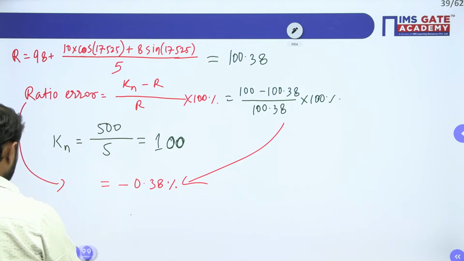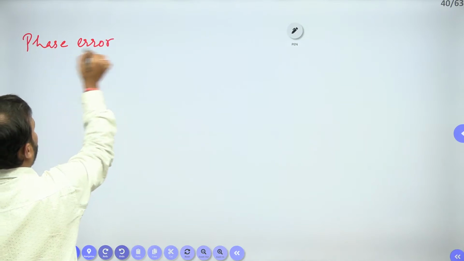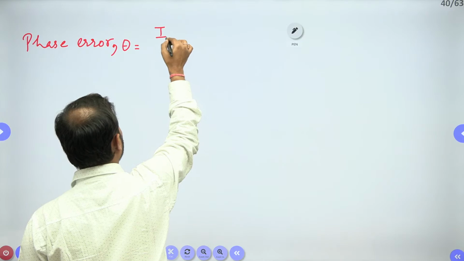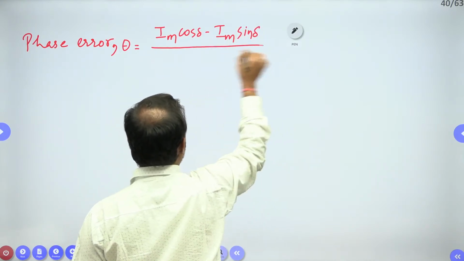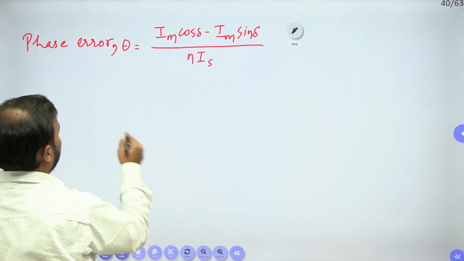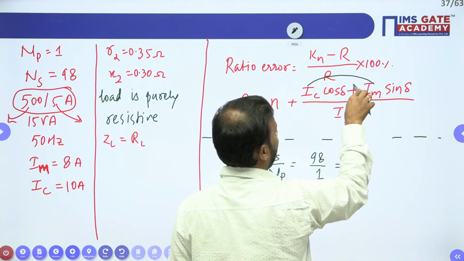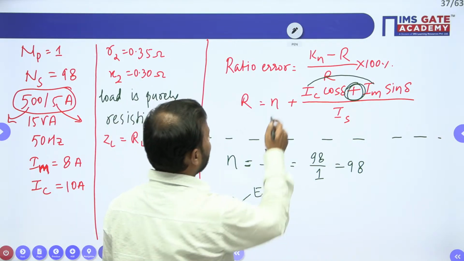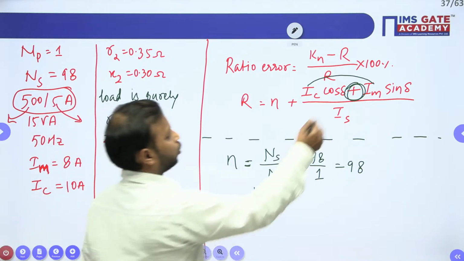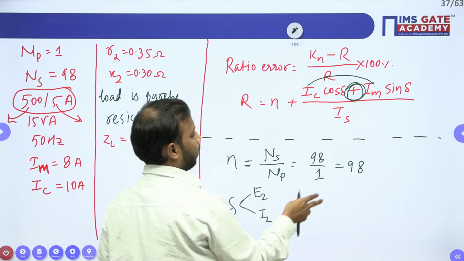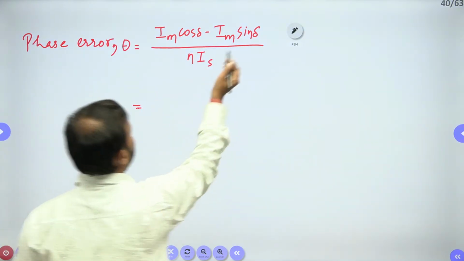All right, so let me add one page here. Done. Next is the phase error. Phase error theta is given by (Im cos del minus Ic sin del) divided by n Is. Just swap these two parts and put a negative sign here, then remove this n from here and place it in the denominator. Then the formula will become the phase error. Am I clear? Swap these current values, take a negative sign, and remove this n and place it here.